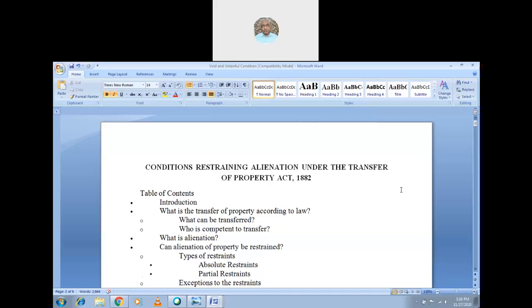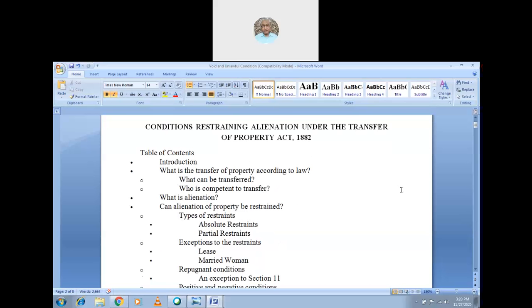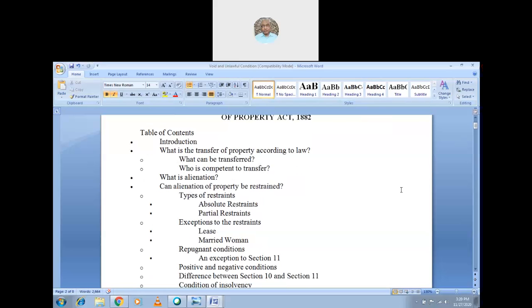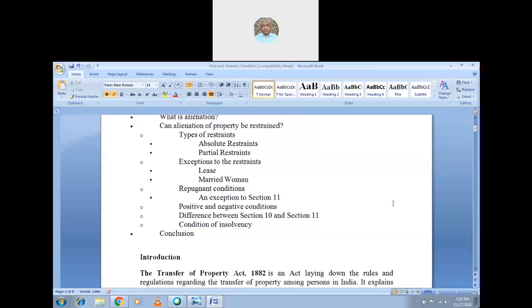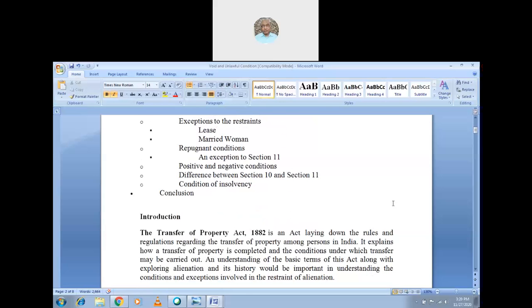So there we can make the table of contents. The introduction I have given. What is the transfer of property according to law, and what can be transferred? Who is competent to transfer? What is alienation? Can alienation of property be restrained? Types of restraints: there we can say two types of restraints would be there. One is absolute restraint, another is partial restraint. Then the exceptions to the restraint: lease, married woman position, repugnant conditions, and an exception to section 11, the positive and negative conditions, difference between section 10 and section 11, condition of insolvency. Later the last part is the conclusion. This is the scheme of the study that we will make out.